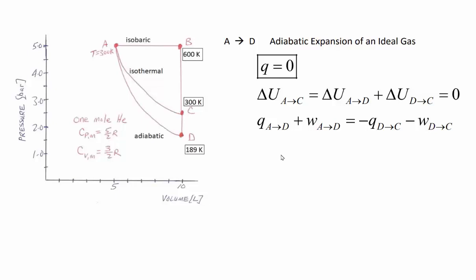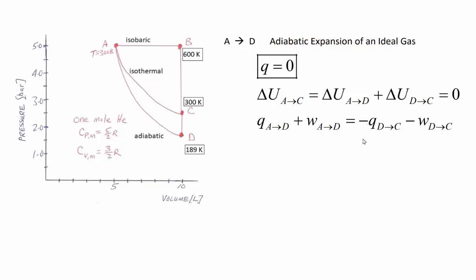And now here we apply a little trick. By definition, Q A to D would be 0. And also, going from D to C, the work is 0 because there's no expansion or compression happening. And so this term at the end, the work D to C, will be 0 as well. So that leaves us with work A to D equals minus Q D to C.